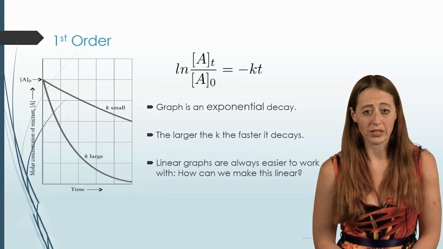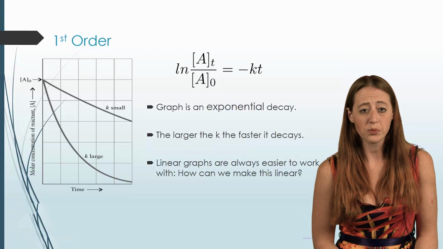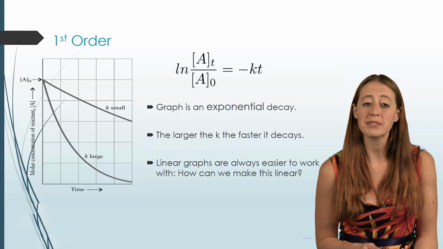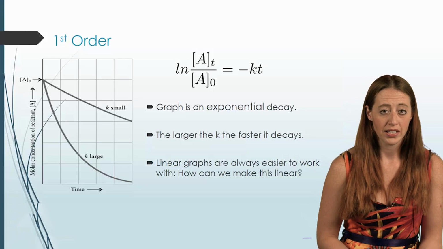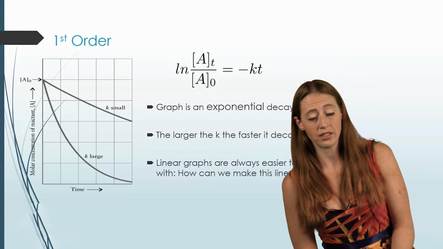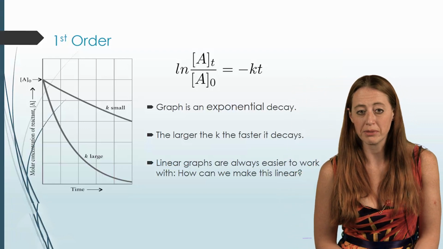So for first order, we have a very different looking rate law. And that's because we know that our first order rate law is rate equals k times the concentration of A. The last one, we didn't have the concentration of A in the rate law. And so our integrated rate law was much simpler.